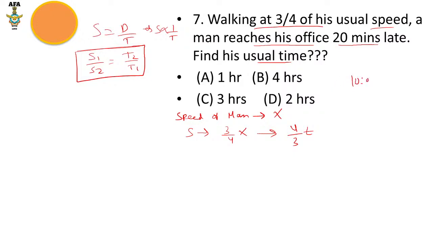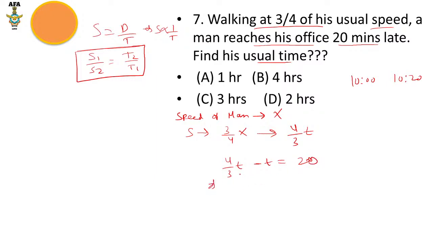Suppose उसको 10 बजे पहुंचना था, वो पहुंच रहा है कितने बजे? 10:20 में पहुंच रहा है. Find his usual time. So हमें usual time find out करना है. So this is the extra time required, that is 4 by 3. So 4 by 3 minus t will be equal to 20. I need to find the value of t.